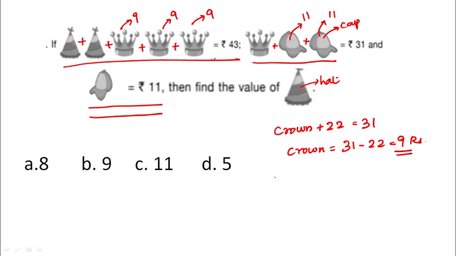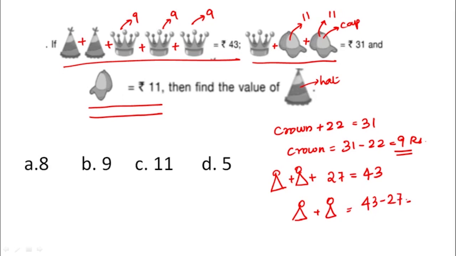So I have 2 hats, correct? I am just drawing, this is the hat, correct? I have 2 hats and cost of 3 crowns, which is 27 rupees. When I add all of these together, my answer is 43. What is the value of 2 hats together? That is nothing but 43 minus 27, which is equal to 16 rupees. What is the value of 1 hat? 1 hat is 16 divided by 2, which is equal to 8 rupees. So your correct answer here is option A, 8 rupees.